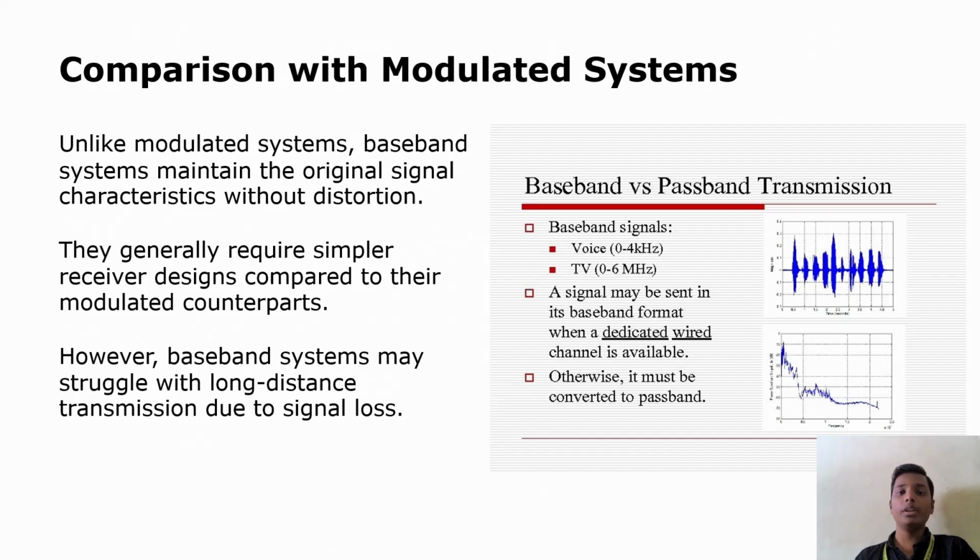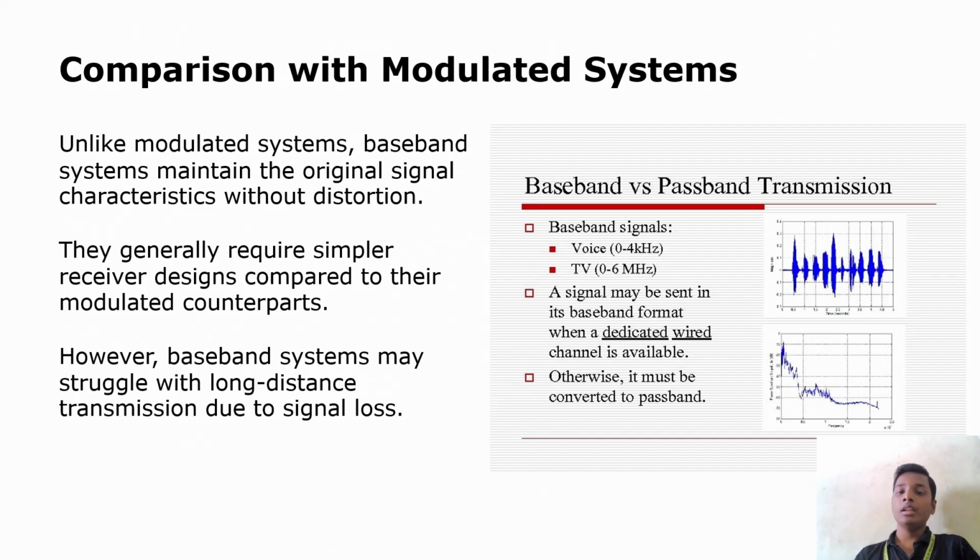In comparison with modulated systems. Unlike modulated systems, baseband systems maintain the original signal characteristics without distortion. They generally require simpler receiver designs compared to their modulated counterparts. However, baseband systems may struggle with long distance transmission due to signal loss.